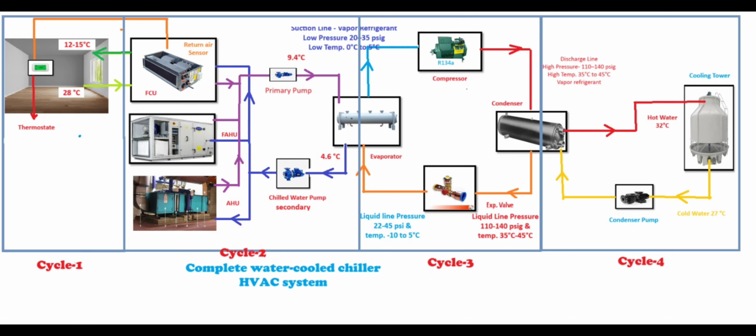And the third cycle is the refrigeration cycle. This one is the refrigerant cycle, where the refrigerant flows in the refrigeration cycle. And the fourth and last cycle is the hot water. This one is the cooling tower, condenser and condenser pump. This is the fourth cycle. So these four cycles I am going to explain very well.